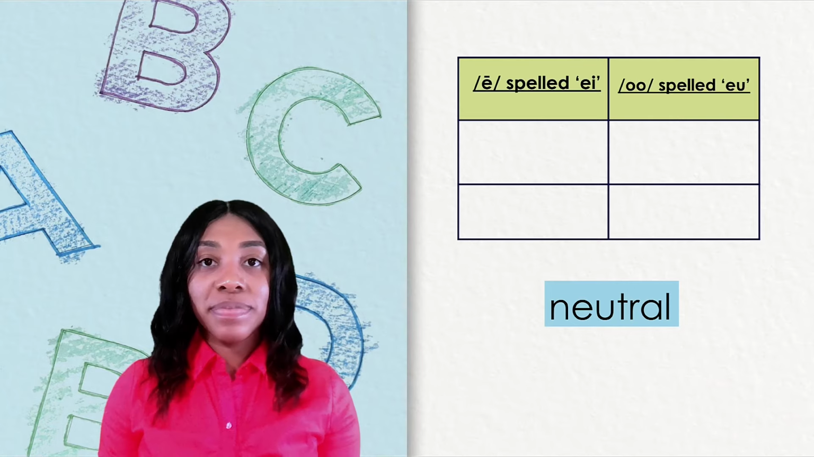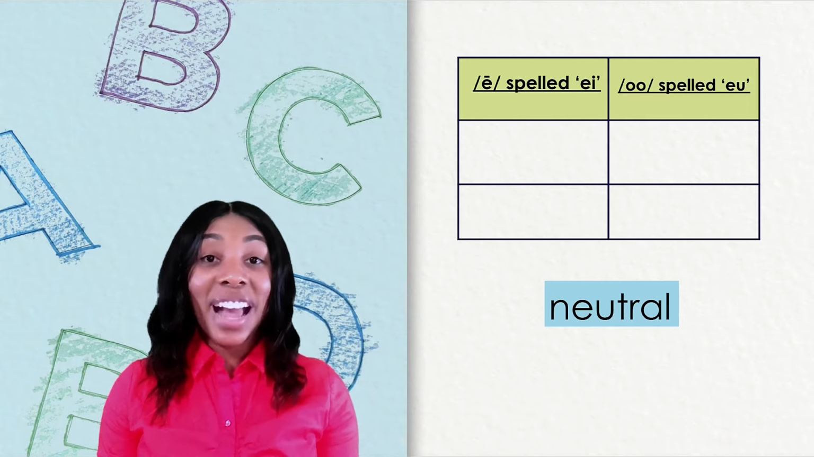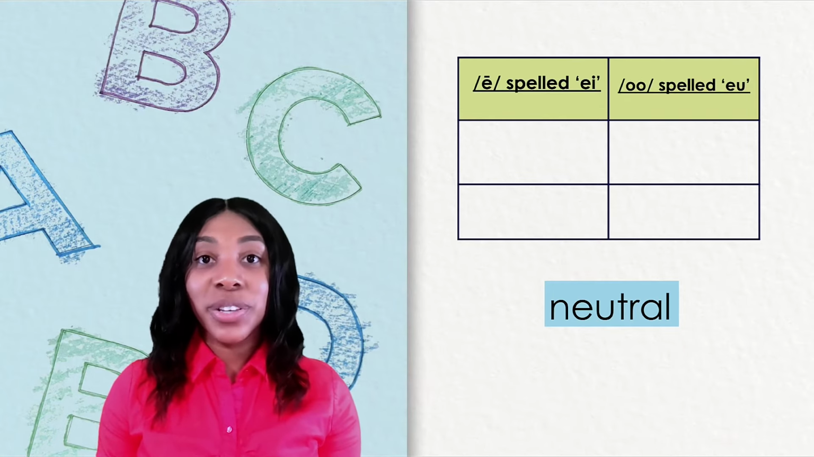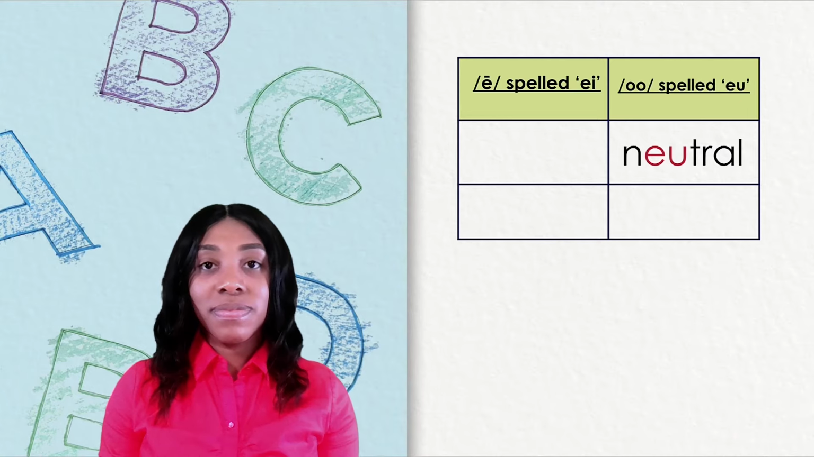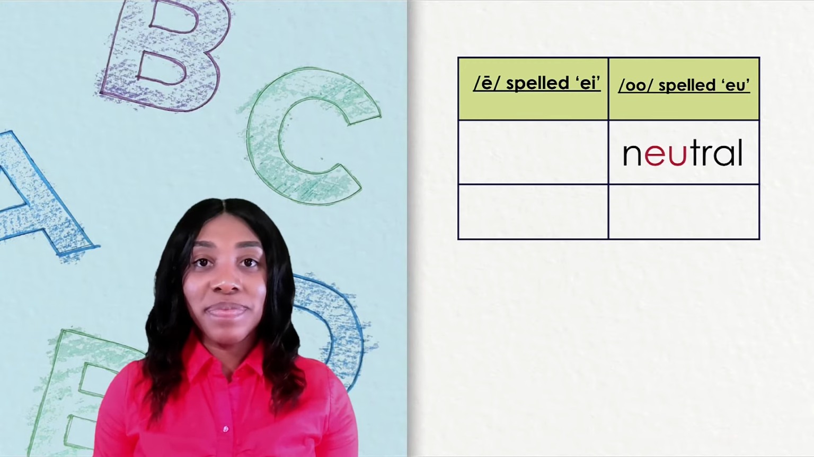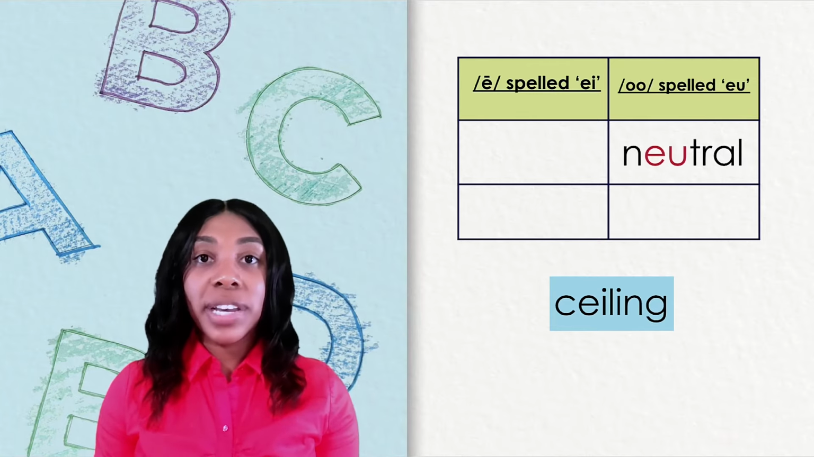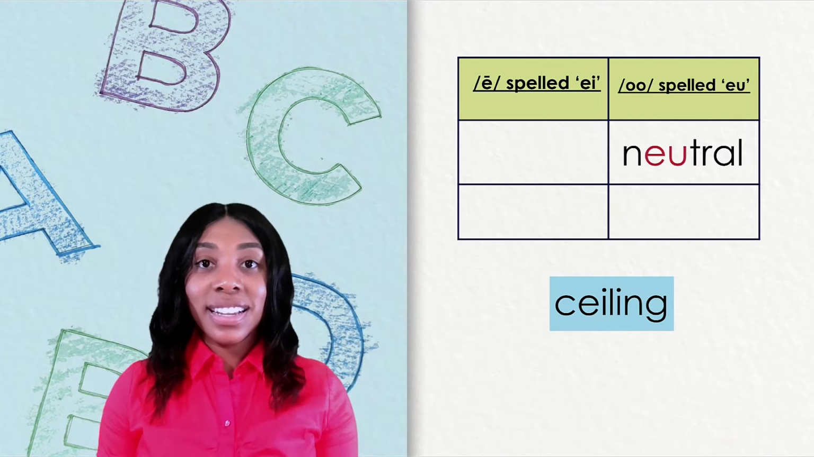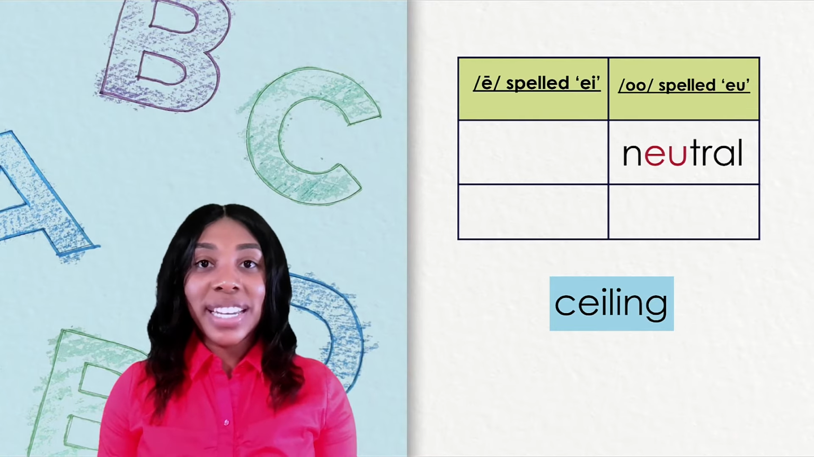How would you pronounce this word? Neutral. When we look at our first syllable in neutral, n-oo, we have the oo sound, and it is spelled with an E-U. Go ahead and write down the word neutral. Let's try another word. How would we say this word? Ceiling. Let's look at our first syllable in ceiling. Ceil, we heard the E sound again, but it is spelled with an E-I. Go ahead and write down the word ceiling.